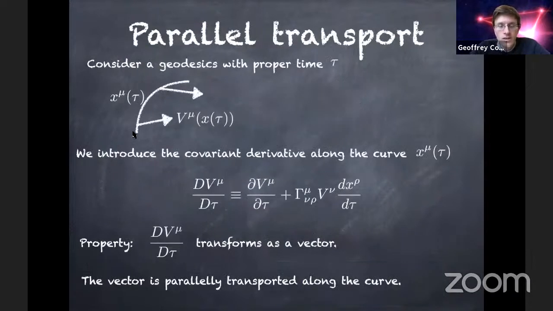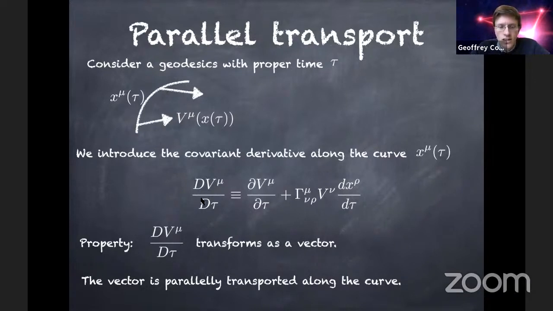Now, if I have a geodesic with proper time tau, and I look at some vector on that geodesic, we can introduce the covariant derivative along the curve, which is the partial derivative with respect to time tau, plus the connection using the Christoffel symbols, the velocity and the vector. And this one transforms as a vector. So this is the parallel transport along the curve. You should have seen that in your GR class as well.